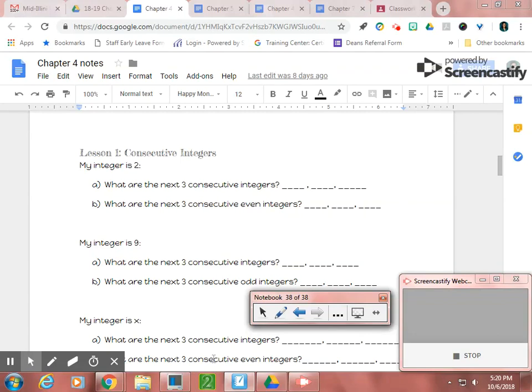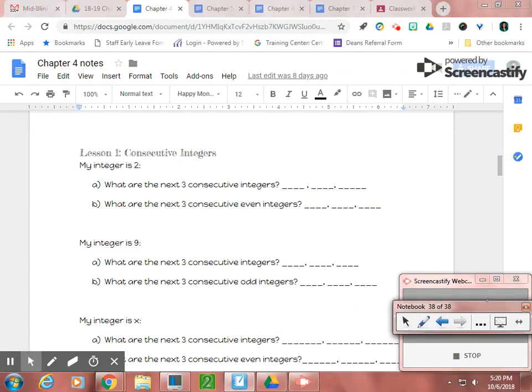Chapter 4 is everyone's favorite, story problems, and there's 3 different main types of story problems that go with quadratics. So this first one is consecutive integers. So let's think about what consecutive means. Like, let's say that your integer is 2, and an integer is just a number. What are the next 3 consecutive integers?